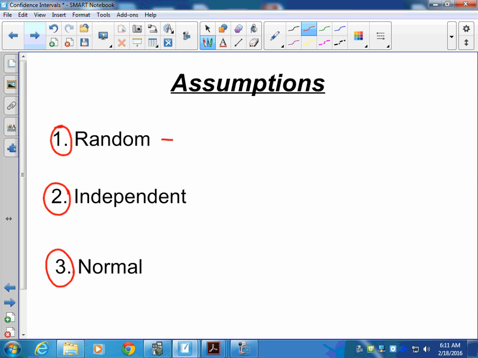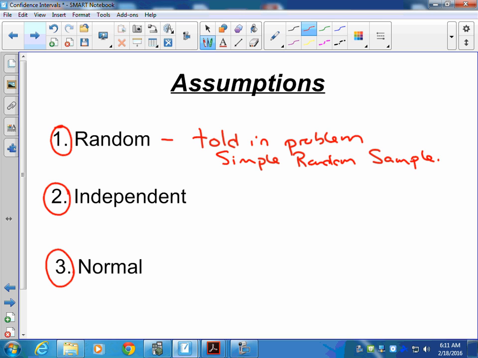Random is one of the easiest ones. You have to be told in the problem that this information comes from a simple random sample or a random sample. And what you do is you just state that sentence: random sample of blank, stated in problem.